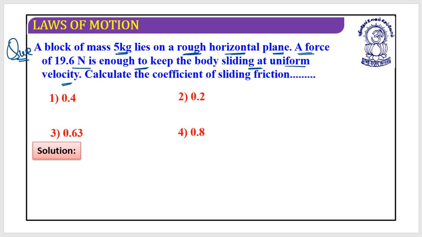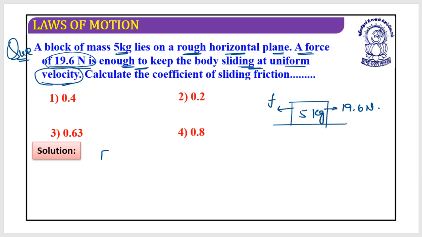Okay, great. So something like this. This is a block of 5 kg and a force of 19.6 Newton is there. A friction must be acting over here. As it says, this force of 19.6 Newton is enough to keep the body sliding at uniform velocity. Look at this. This is not an accelerated motion. This is a motion of uniform velocity.